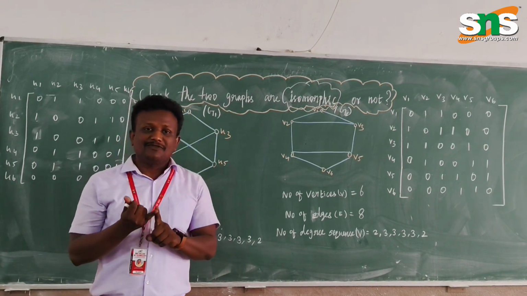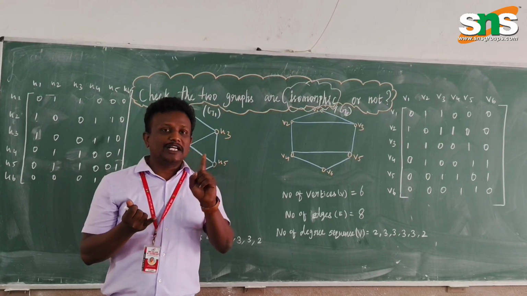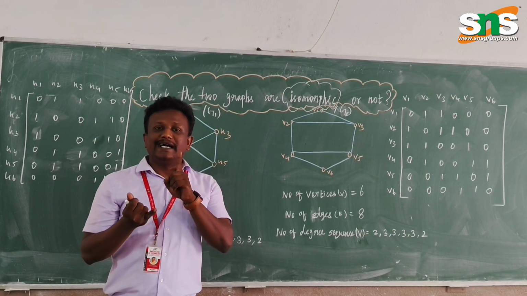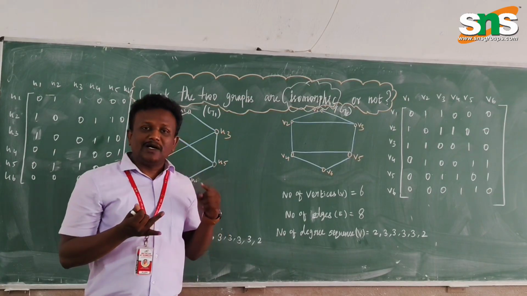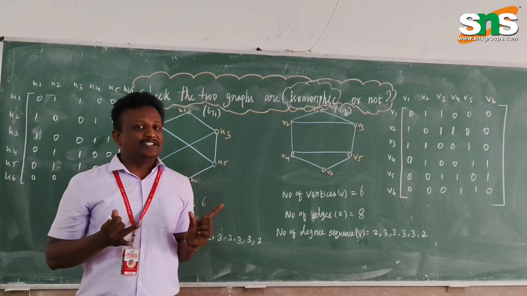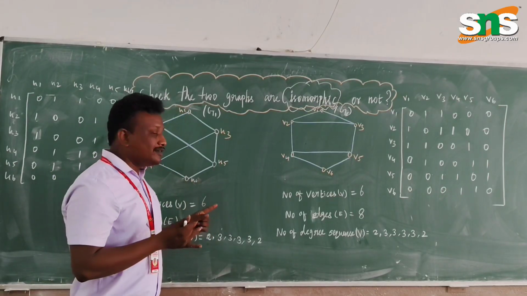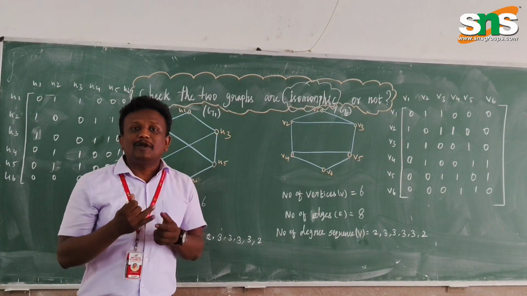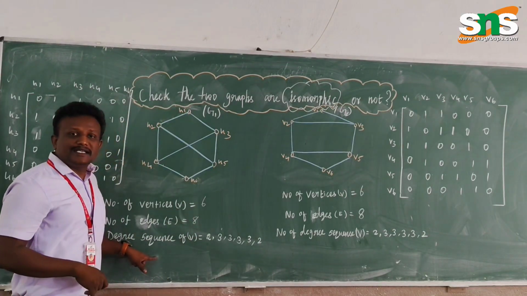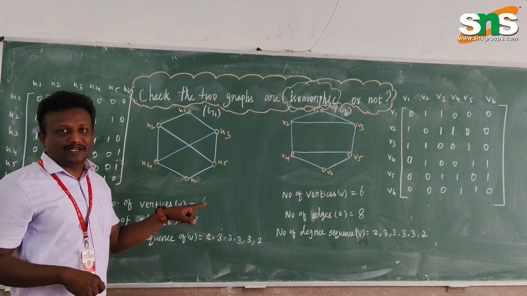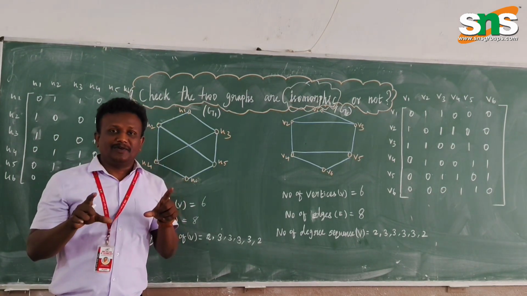So far we have satisfied three conditions. Condition one: both graphs should have the same number of vertices. Condition two: they should have the same number of edges. Condition three: both graphs should have the same degree sequence. Now let me check whether the adjacency is satisfied or not. To check adjacency, there are many ways.